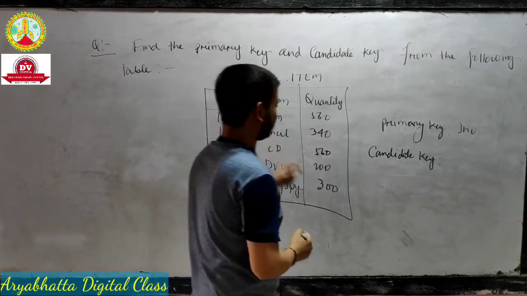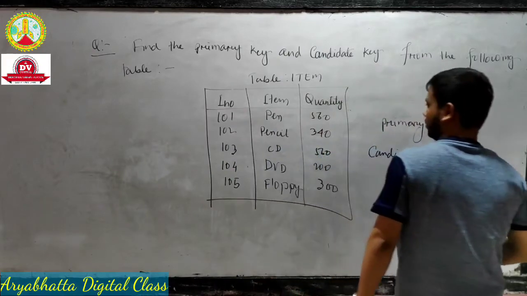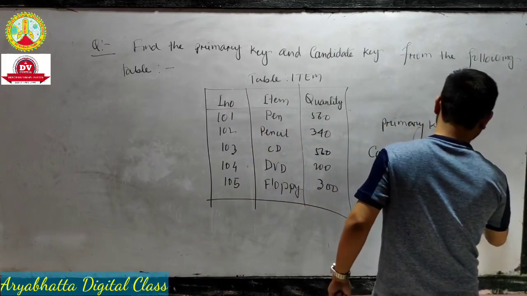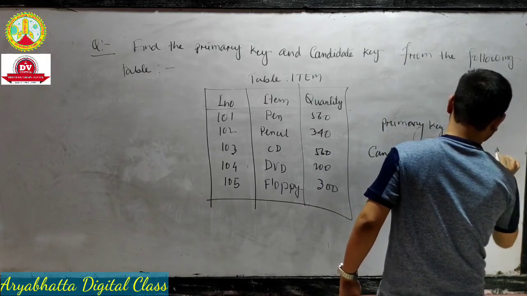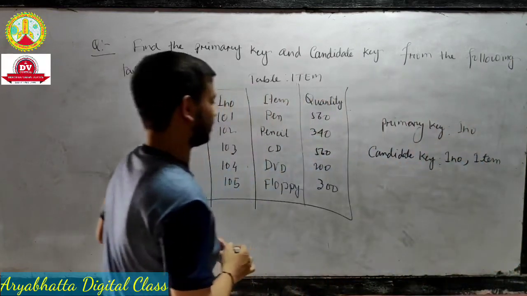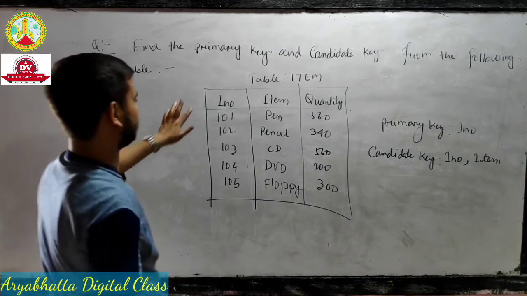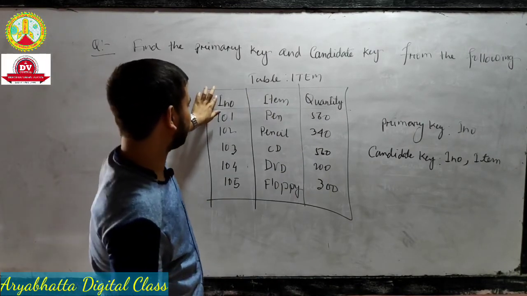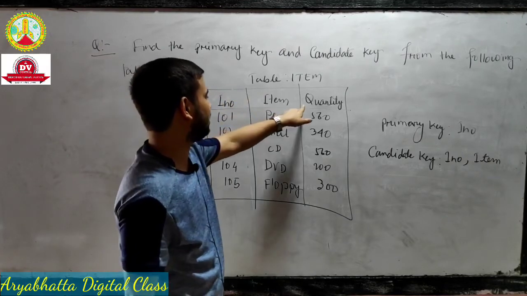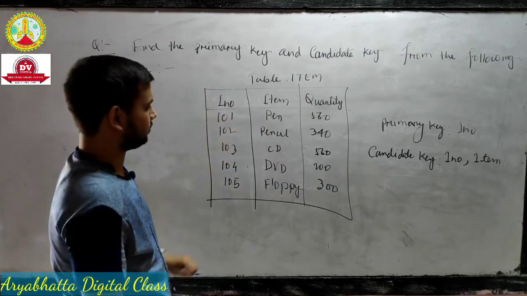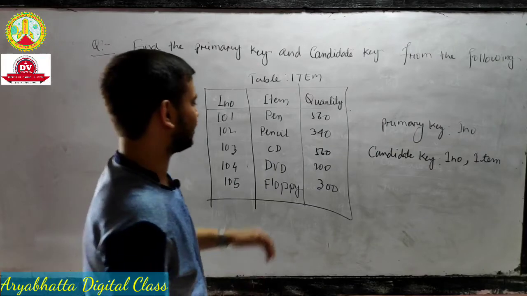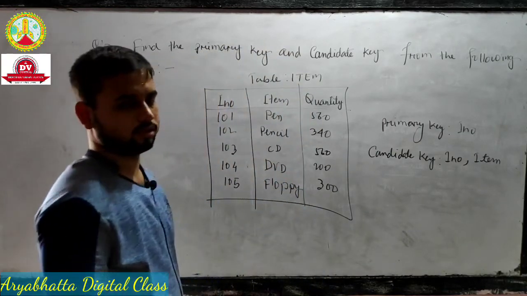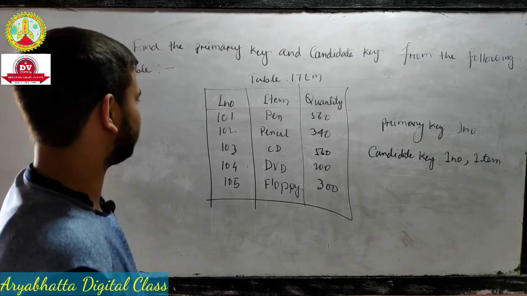Key must be either item number, that is primary key, or item. But quantity can never be a key. Okay, so item is alternate key, means that item number and item both will be candidate key. Means primary key is item number and candidate key is item number and item. Quantity can never be a key, okay, because quantity may be the same. Okay, there is a key concept.